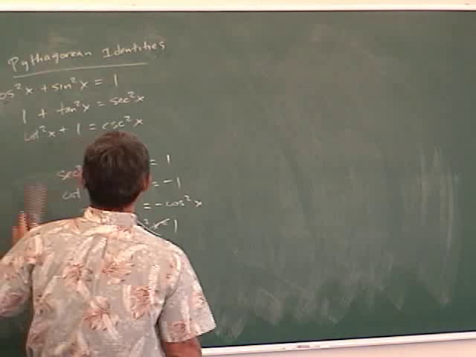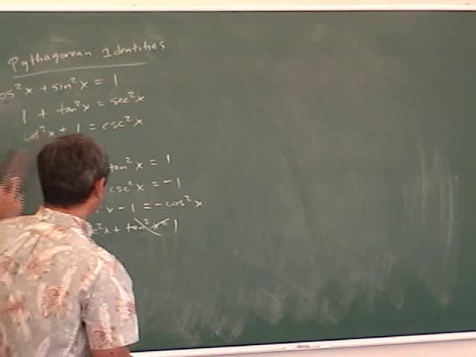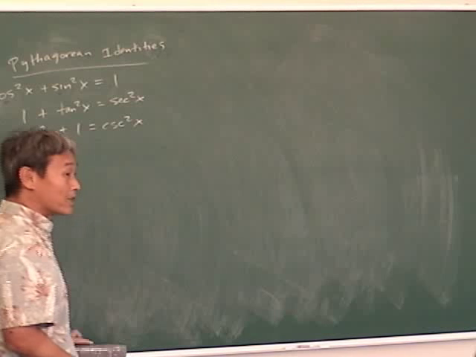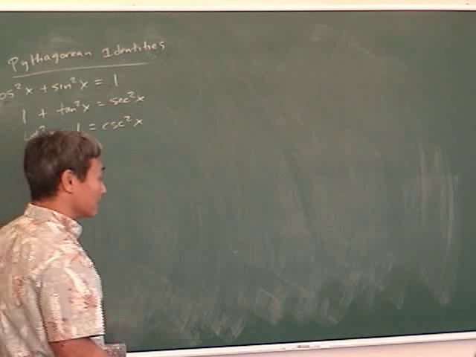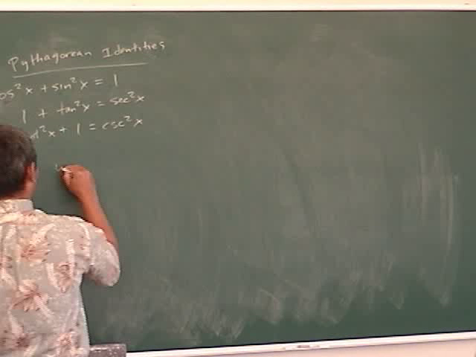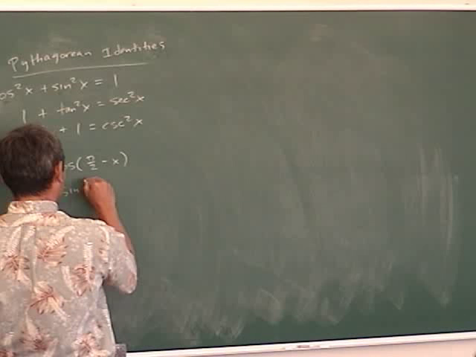Okay? So these are the only identities, well, of course, the odd and even identities, right? Oh, and the cofunction identities, because this is going to be on next Tuesday's speed quiz. No, not yet. What are the cofunction identities? Cosine of pi over 2 minus x and sine of pi over 2 minus x.